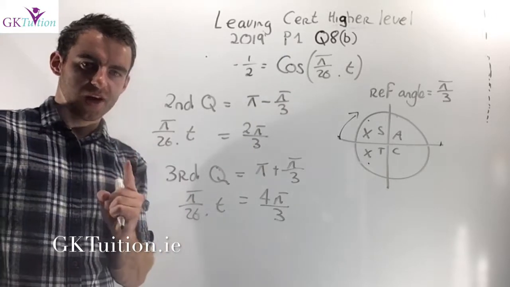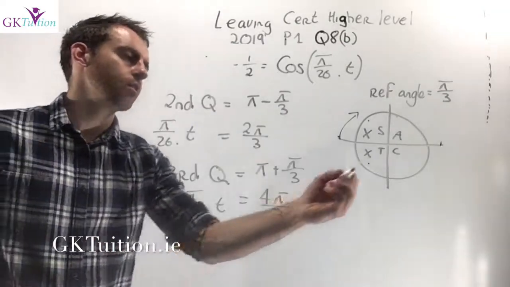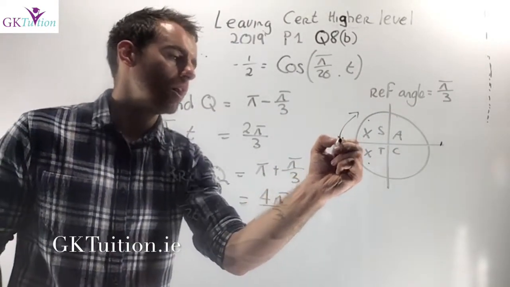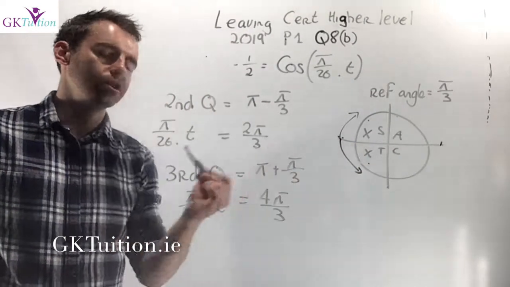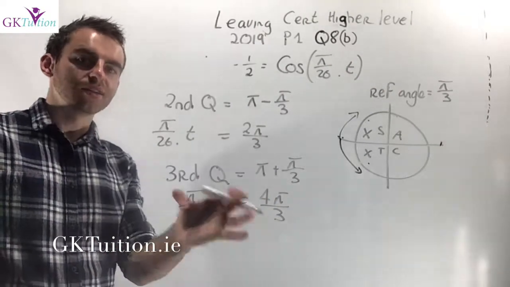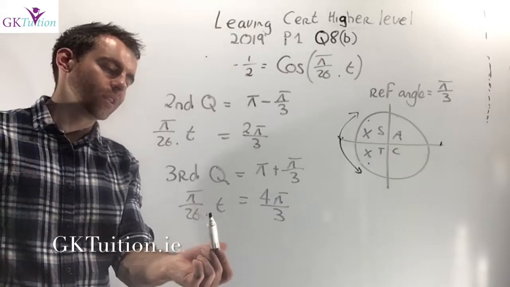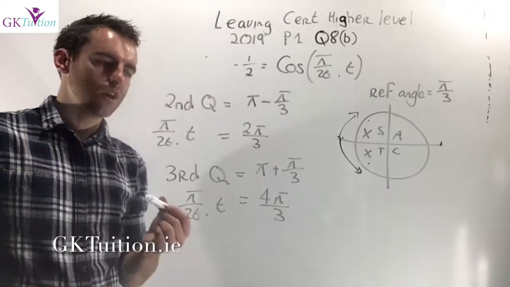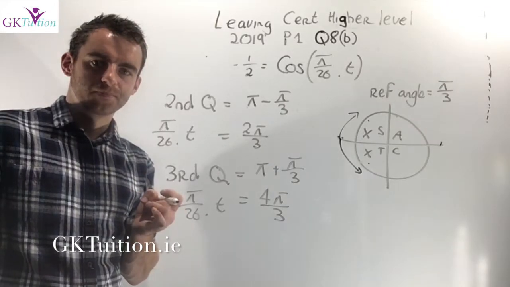That's my first scenario. My second scenario is that it's in the third quadrant. We started here, went half of a revolution to pi, and you're going to continue on into the third quadrant. So it's pi plus pi over 3, which works out as 4 pi over 3. So now we aren't at our answer yet, but at least we have 2 different scenarios. I know that pi over 26 times t is either 4 pi over 3 or 2 pi over 3, and now I can just continue on, isolate my t and get my 2 different answers.